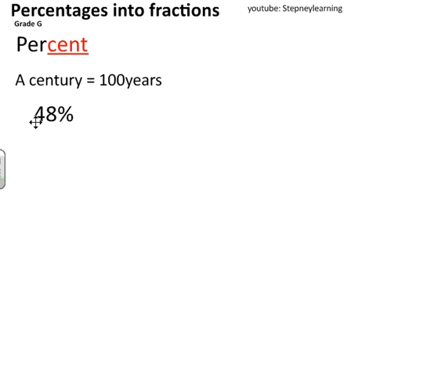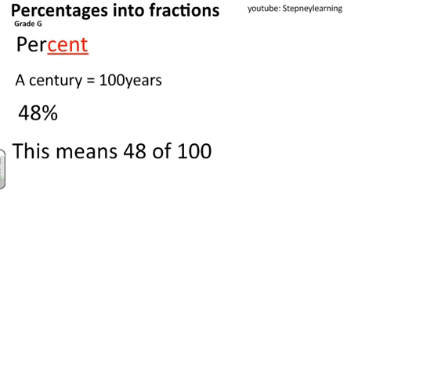Before we start, let's look at this word percent. In particular, let's look at the last four letters, the ones in red, cent. Think of other words that you know that contain cent. Well, one word I can think of is century, and as you know, a century means 100 years. So 48% simply means 48 out of 100.